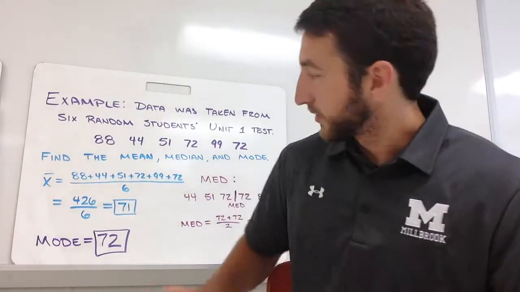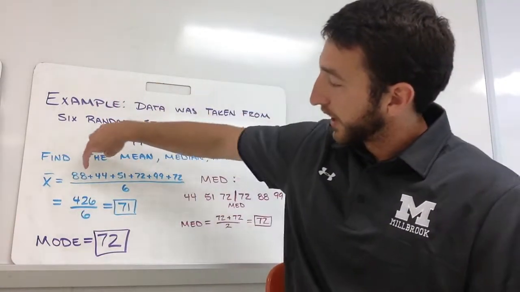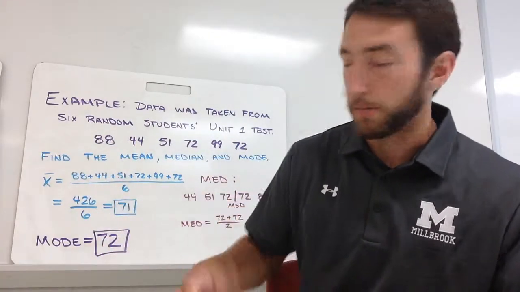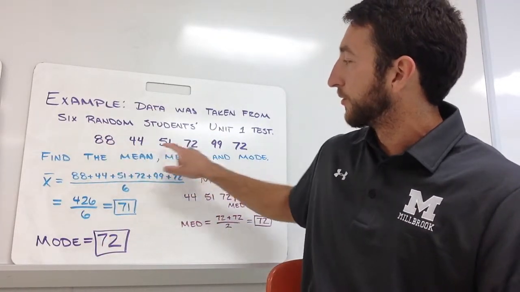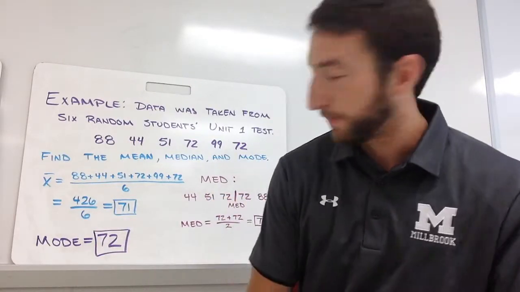So what you're going to do first, find the mean. So we take all of these data points, you're going to add them together, you get 426. Then you divide by the total number of test grades that we have. So we have 1, 2, 3, 4, 5, 6. So we divide it by 6. That gives us 71.